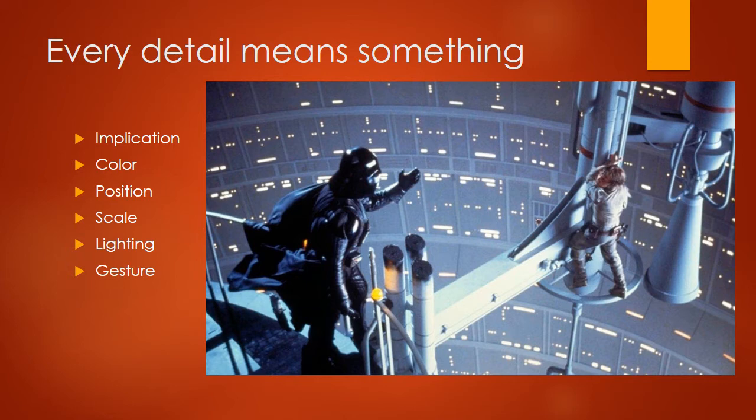But there are other ways that the elements in a scene can give us information. One of them is color. And this is a great example. Luke, throughout this whole movie, wears white and shades of white because he is the hero. Darth Vader is only ever seen in black because he is the villain. Color means something. Position means something.